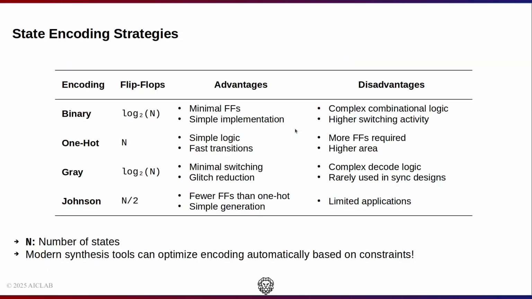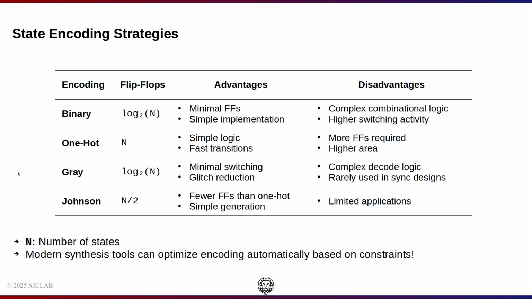This table summarizes the different state encoding strategies. Binary encoding uses the minimum number of flip-flops, but the combinational logic is complex. One-hot encoding uses the same number of flip-flops as the number of states. The combinational logic is simple. Gray encoding and Johnson encoding have limited applications.